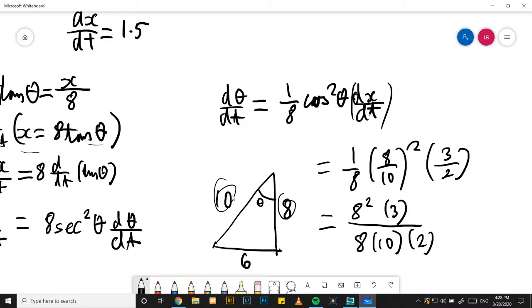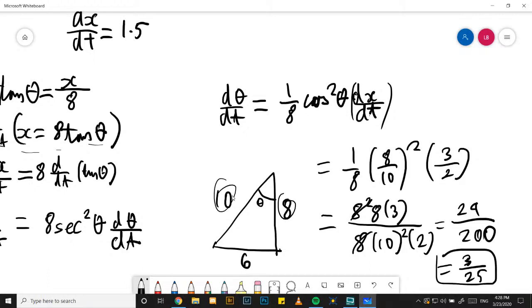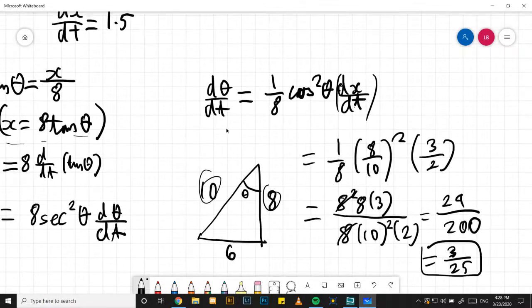You don't have to do these things like this. I'm just being kind of extra, making everything cancel out this way, and then just 24 over 200, which is going to be equal to 12 over 100. I don't know why I did that. Which is 6 over 50, which is equal to 3 over 25. 3 over 25. That's what d theta dt is. That's the change that it has.